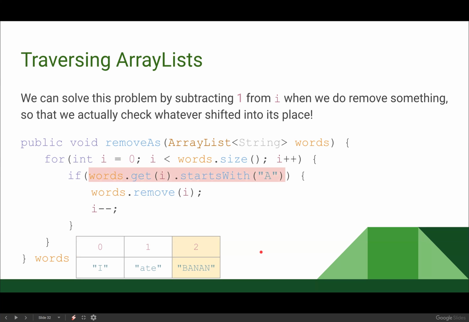So that is how we can solve problems when we're removing. And a similar thing might happen when we are adding a value. If we're inserting values at the current index, we might mess with indices as well. So we want to make sure we are not double checking things, or that we're not skipping over things when we're working with array lists.